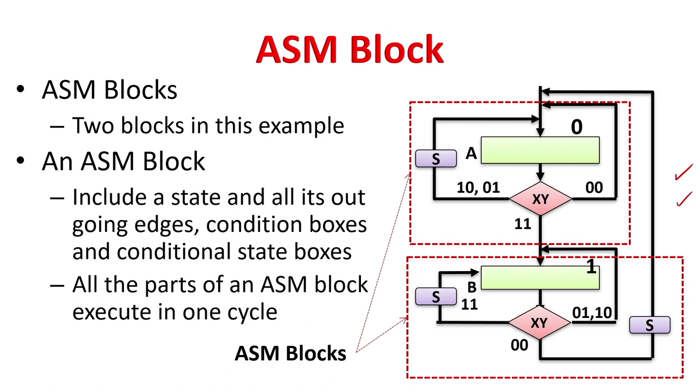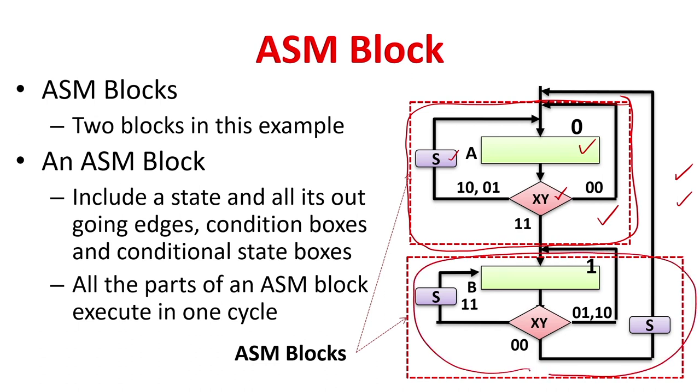An ASM block includes a state and all its outgoing edges, condition boxes and conditional state boxes. So clearly, this red marked one is one block: a state box, its associated condition box and its associated conditional state boxes. All three constitute a block, and all parts of an ASM block execute in one cycle. The whole thing executes in one cycle, and this whole thing executes in one cycle.